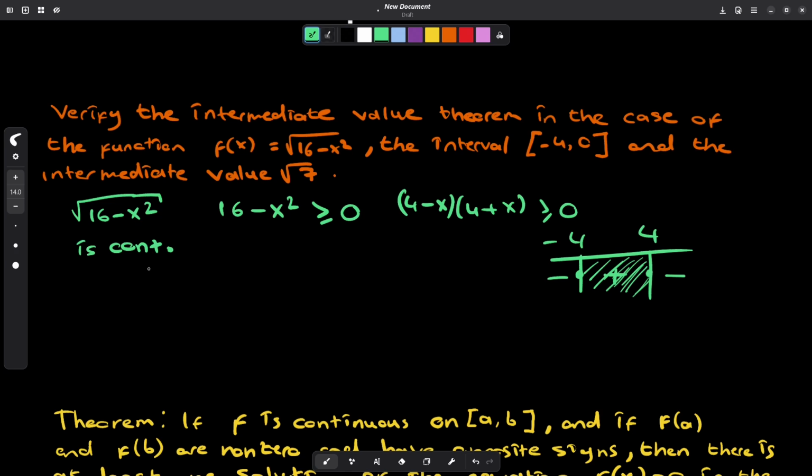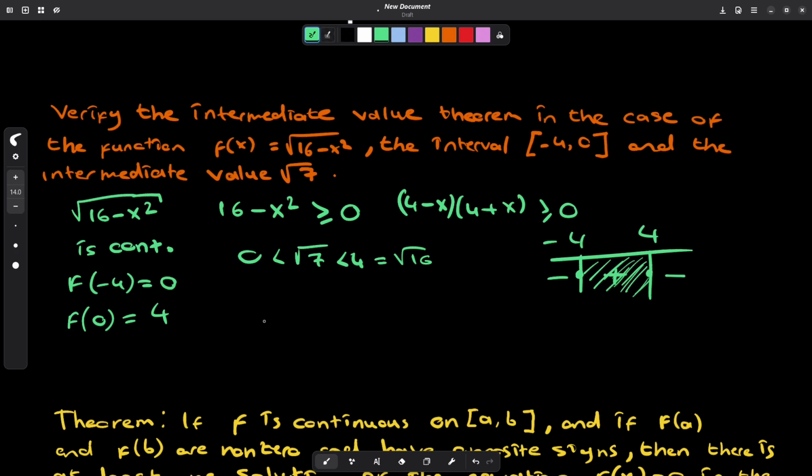The next step is that f(a) should not be equal to f(b). We need to see what f(a) and f(b) are equal to. f(negative 4) is equal to 16 minus 16, which is 0, and f(0) is equal to, when I plug it in, 4. All good. And the intermediate value is root 7. This root 7 should be between 0 and 4. Is it between 0 and 4? Of course it is, because 4 is equal to root 16, and of course this is 0, and root 7 is greater than 0. So we are getting there.